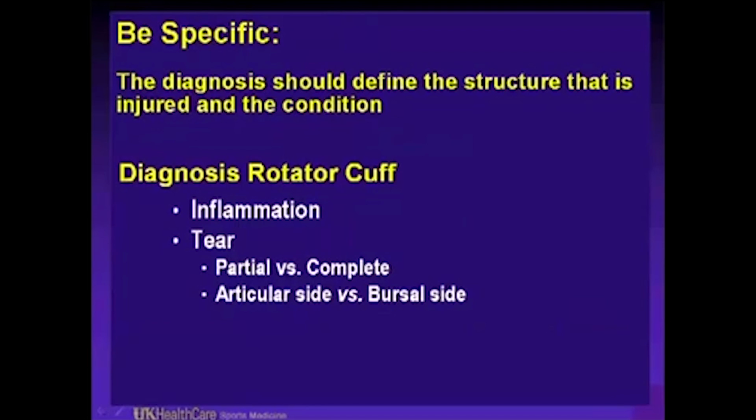The rotator cuff can be inflamed, it can be torn partially, completely. We can tell which parts of the rotator cuff are torn. Typically it's the supraspinatus. In grading the size of tears, a large and massive tear involved both the supraspinatus and the infraspinatus.